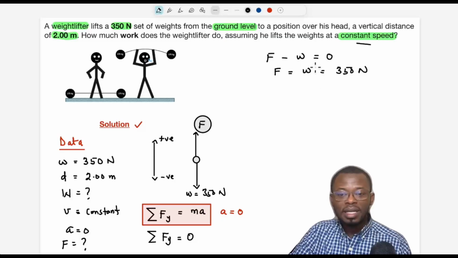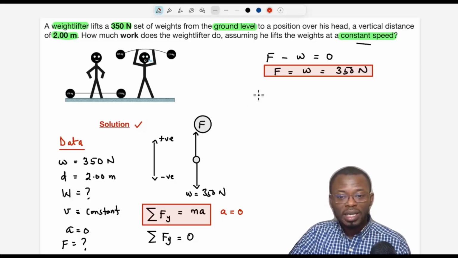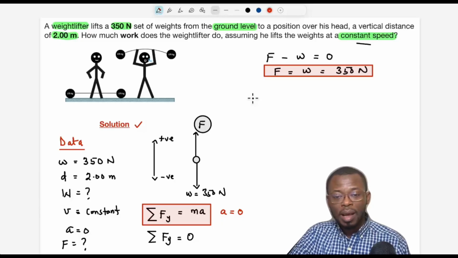So this tells us that the applied force by this weightlifter to lift this weight in a constant speed motion is equal to the weight itself. However, we are to determine the work done, and the work done is the force applied on these weights to displace this weight in the direction of the force. So that is the definition for work. When a force applied on an object moves that object through a distance in the direction of the force, then we say work is done.